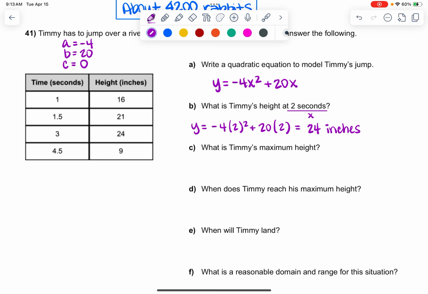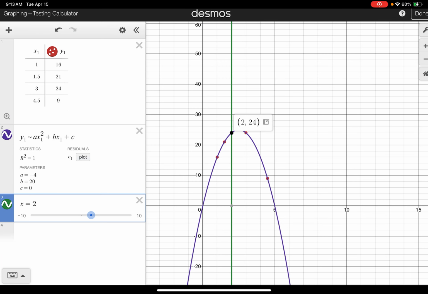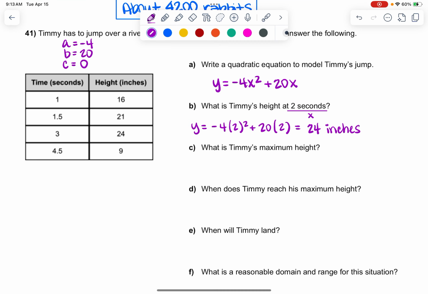All right, what is Timmy's maximum height? All right, I'm going to go to Desmos for that, right? Because the maximum height is going to be the vertex of our parabola, right? Now, remember, I don't want you to give me the answer. I don't want you to write the vertex as the solution because the 2.5 is the time and the 25 is the height, right? So we want to make sure, so 2.5. I'm going to go over here.